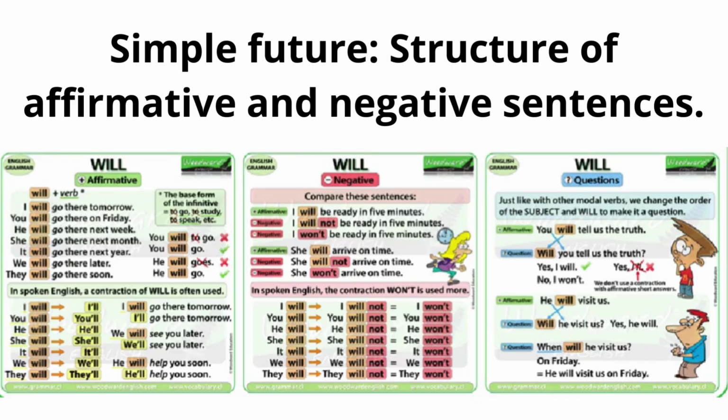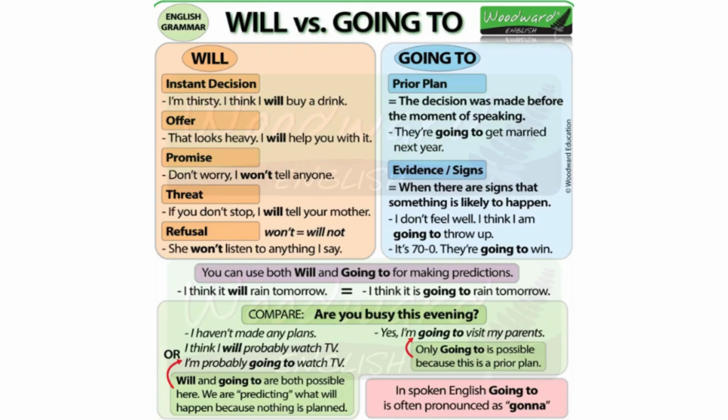So let me change. Yeah, here, "will" versus "going to". "Going to" is the same as "will", but we're going to use it in different ways. The different way we are going to use it is that "going to" we use for a prior plan or as evidence, as a sign. To make it negative, we're just going to add the word "not". For example, I'm not going to do that. We just add the word "not".